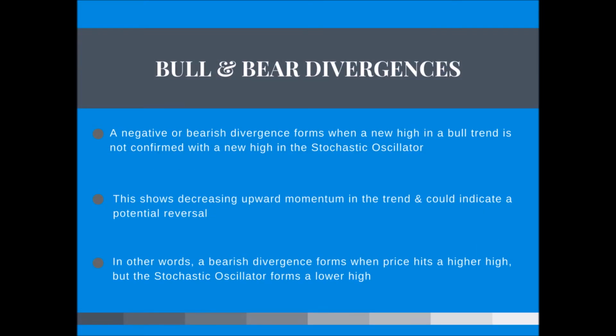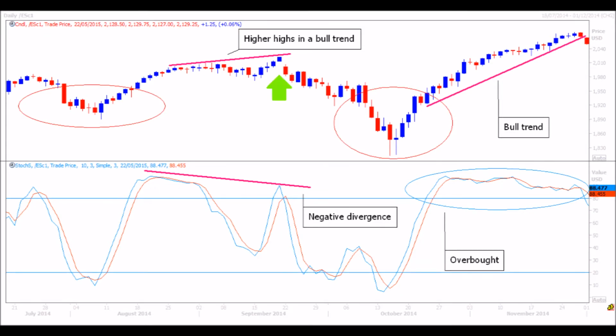A negative or bearish divergence forms when a new high in a bull trend is not confirmed with a high in the stochastic oscillator. This shows decreasing upward momentum in the trend, as I mentioned before, and could indicate a potential reversal. So in other words, bearish divergence forms when price hits a higher high, it continues going up in the bull trend, but the stochastic oscillator forms a lower high. There we see an example.